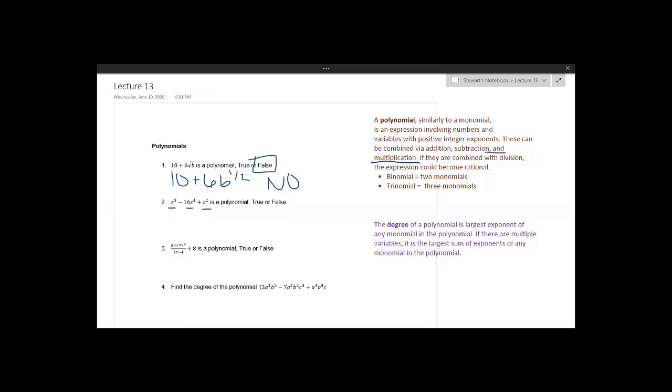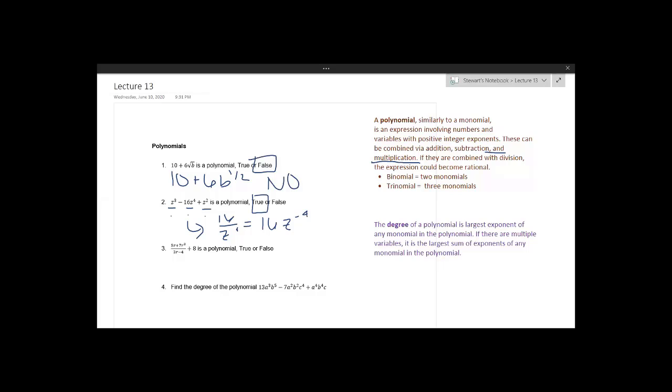So this is in fact a polynomial because it's three monomials combined with addition and subtraction. The monomials themselves are combined with multiplication. If they were combined with division, like say this was 16 over z to the 4th, as we know from our exponent rules, we could write this as 16z to the negative 4th, which gives us a negative exponent, which is not allowed. It has to be a positive integer exponent. But this checks off all the boxes, so this is true.